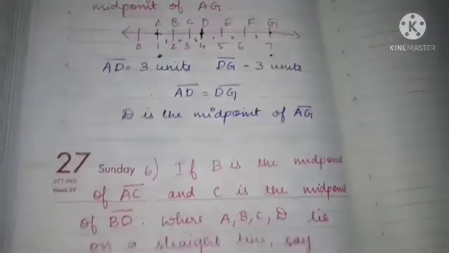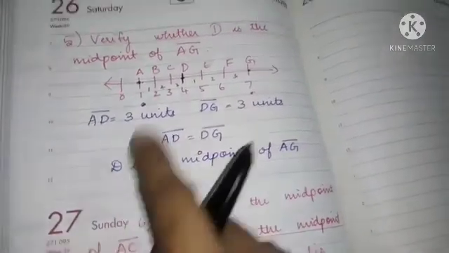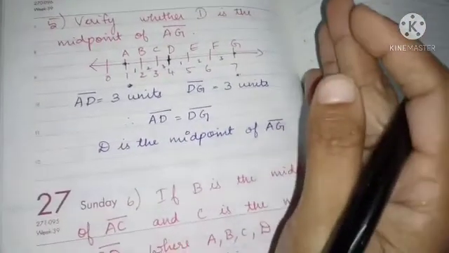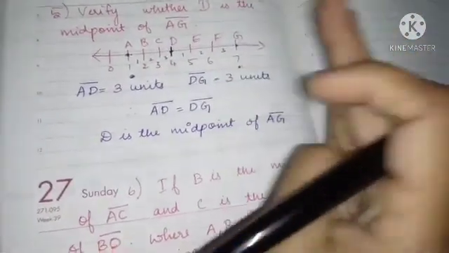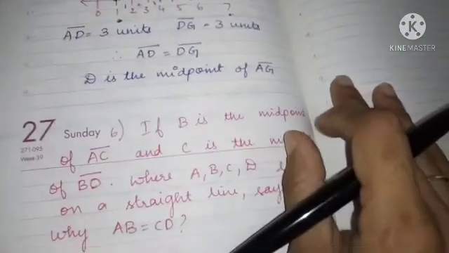Children, you can write it in your own words also. Since they both are equal, we can say that D is the midpoint. If it is centrally divided, we can say that they are equal. Here also they are equally partitioned. That is the meaning.